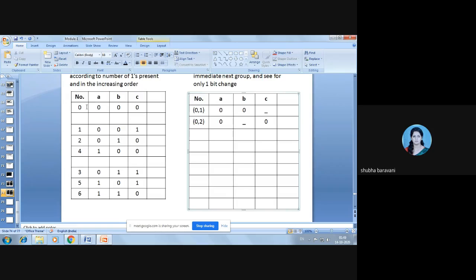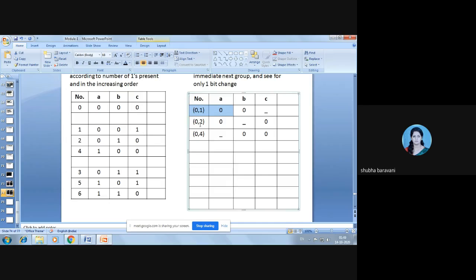Now I'll compare 0 with 4. So A changes from 0 to 1, so I'll make a don't care here. B retains its state. C retains its state. This point is clear, everyone? Yes, ma'am. So the comparing of this part is done.